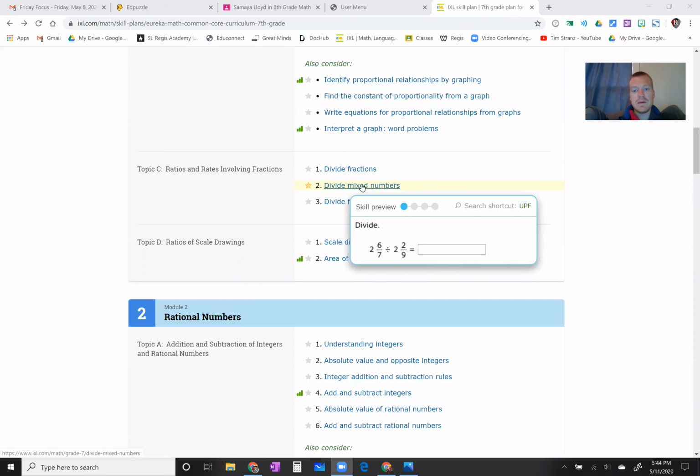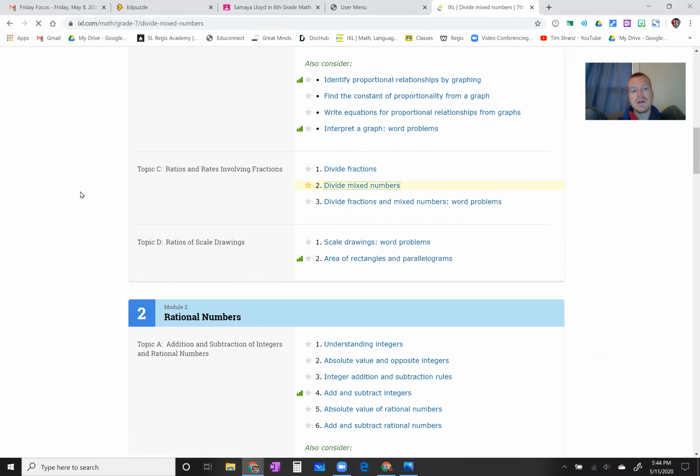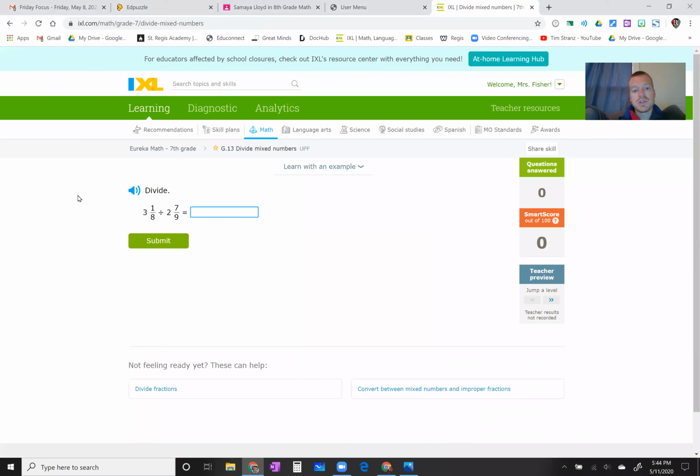The 3 I picked out, I feel are a kind of a summary of what we learned this year and three skills that are very important going into 8th grade. So let me show you what they are. The first one we're going to do right here is dividing mixed numbers. I feel like that's a very important skill. It involves multiplication of fractions, division of fractions, and so let's look at this first one.